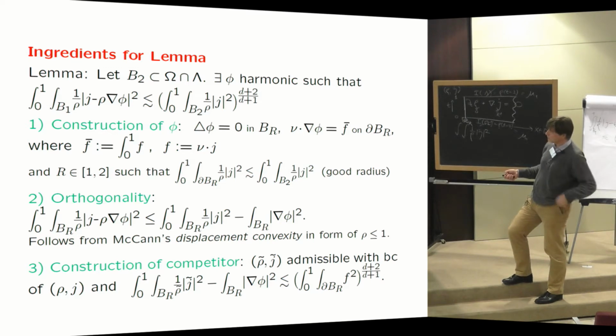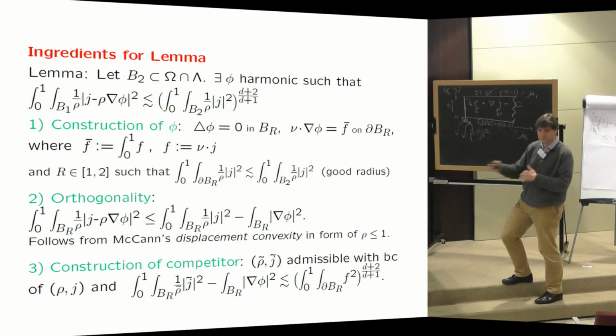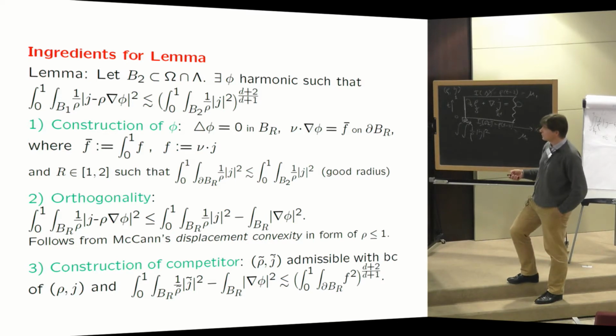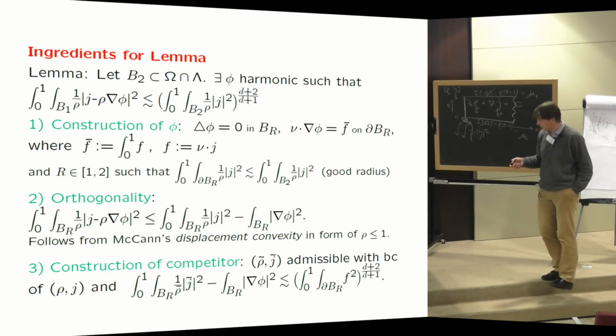And then the key part is to construct a competitor, right? I mean, the approach to regularity theory in variational problems is always by constructing something that could potentially be smarter, and then using the fact that it can't be smarter. So that's the key step. We're constructing a competitor rho tilde, j tilde, which has the same boundary conditions as rho, j, and where the transportation energy minus the Dirichlet energy is of higher order, in the sense that it's estimated by this superlinear expression of the flux. So those are the three steps of the regularity theory.